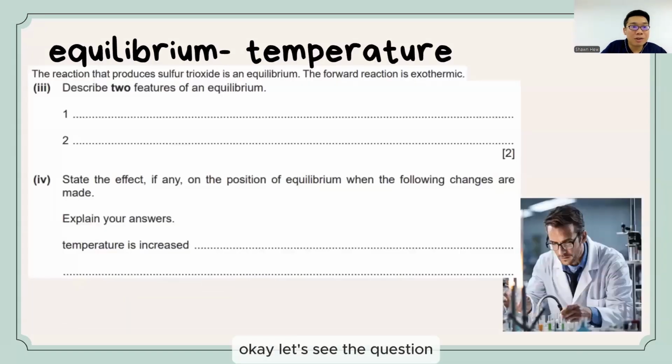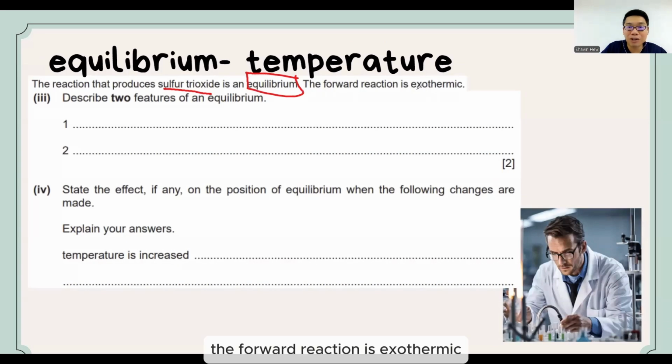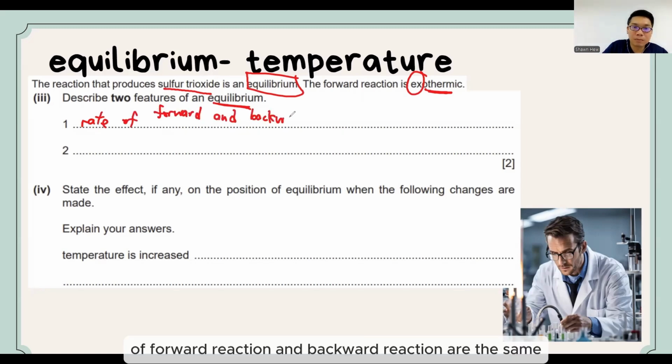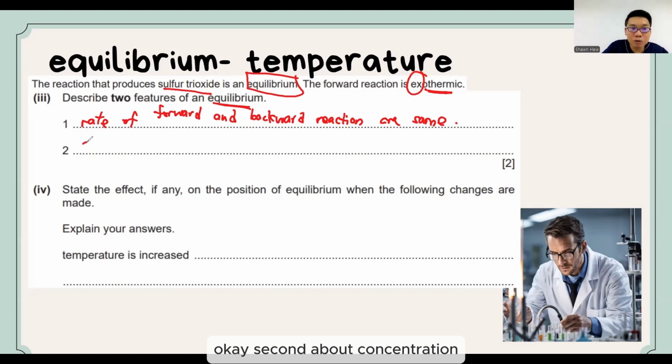Okay, let's see the question. The reaction that produces sulfur trioxide is an equilibrium. The forward reaction is exothermic. Describe 2 features about equilibrium. First, rate. Okay, second, about concentration.